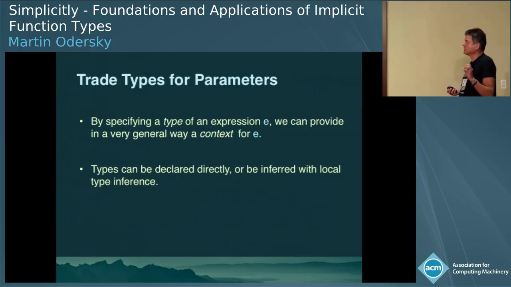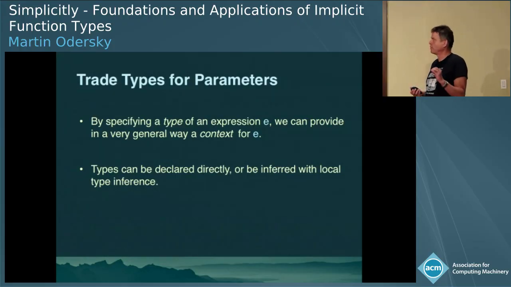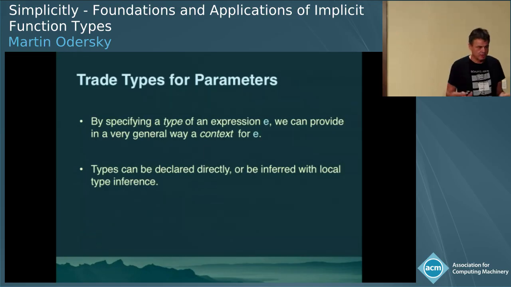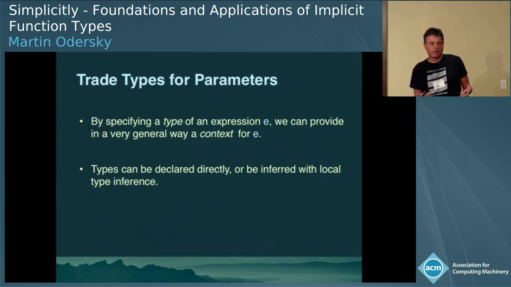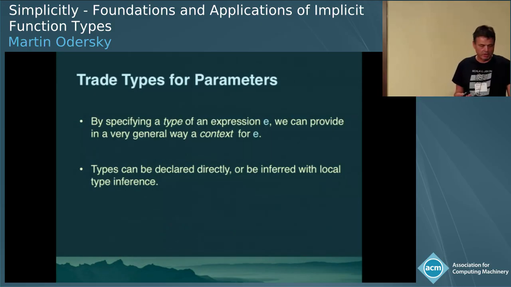So by specifying the type of an expression, we can provide a very general way a context for that expression. So we add further parameters, which is essentially the essence of context. That's the abstraction over contexts. And those types can be declared directly, as in the example, but they can also be inferred with local type inference. So in the end, this is pretty powerful.